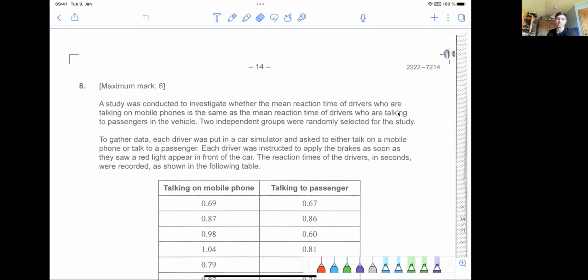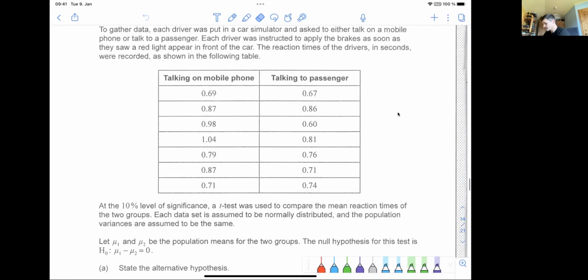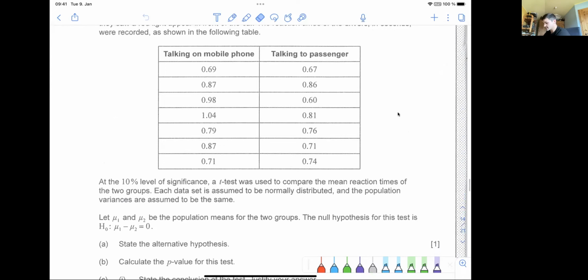Each driver was instructed to apply the brakes as soon as they saw a red light appear in front of the car. The reaction times of the drivers in seconds were recorded as shown in the following table. At the 10% level of significance, a t-test was used to compare the mean reaction times of the two groups. Each dataset is assumed to be normally distributed, and the population variances are assumed to be the same. Let mu1 and mu2 be the population means for the two groups.